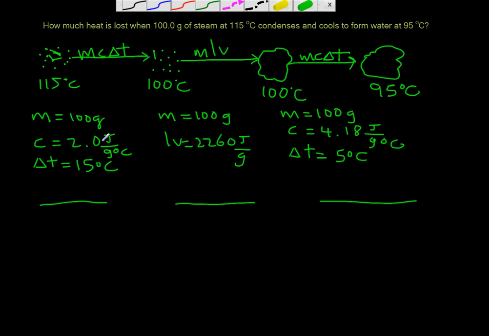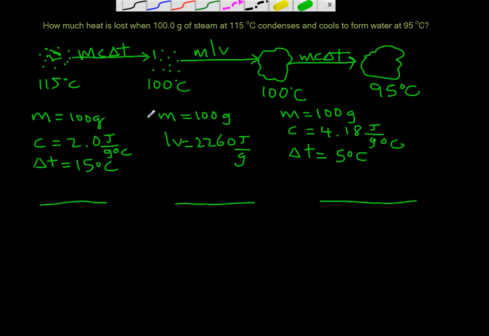This 2.0 joules over gram degrees Celsius, that is your specific heat capacity for steam. And of course, your change in temperature, you're going from 115 degrees Celsius down to 100 degrees Celsius, and that gives us 15 degrees Celsius. And this is an absolute value. Okay, we don't show this as a negative or a minus. You're simply looking at how much this thing changes in temperature.